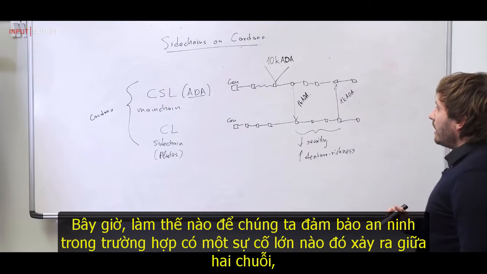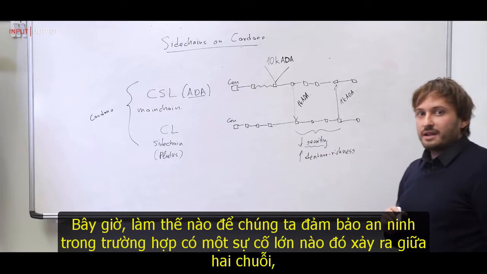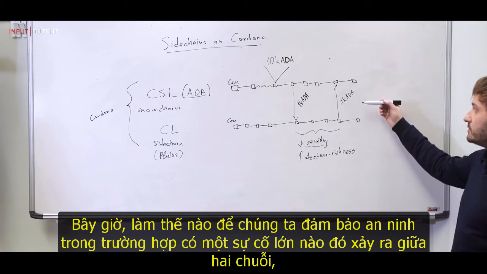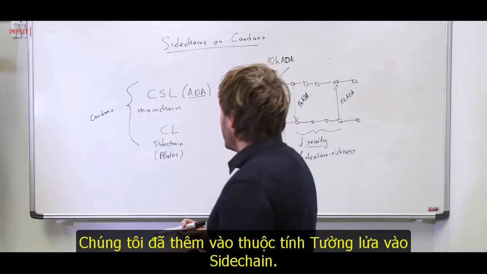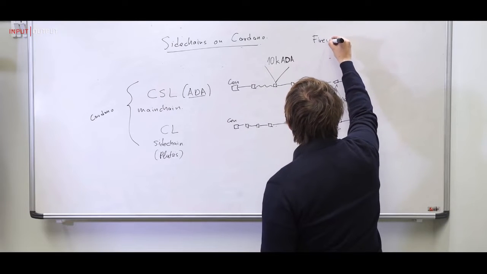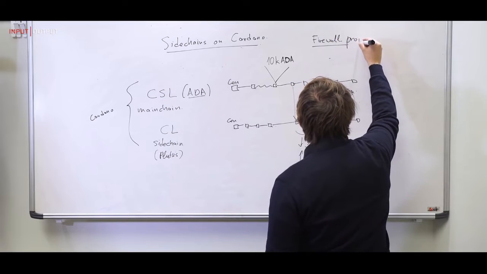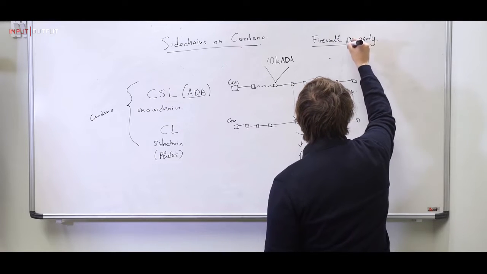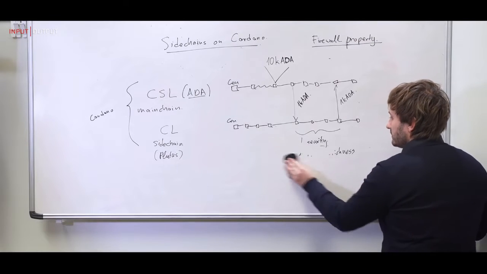Now, how do we ensure security in case there is some sort of catastrophic failure between the two chains? This is something that we call the firewall property of sidechains. And let's see what this means.